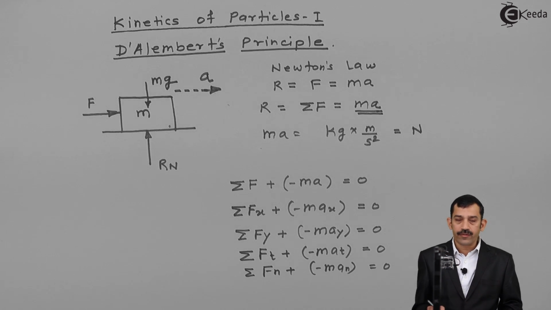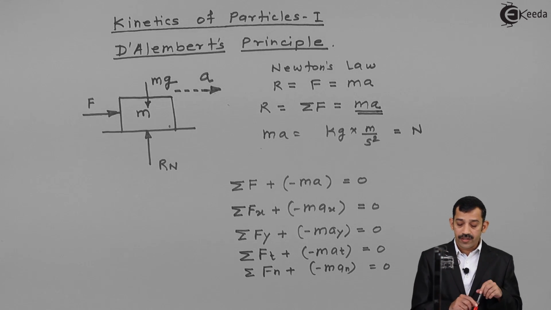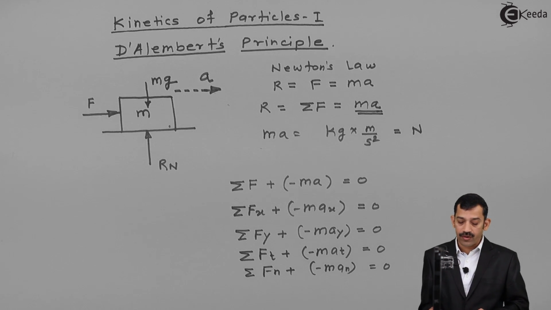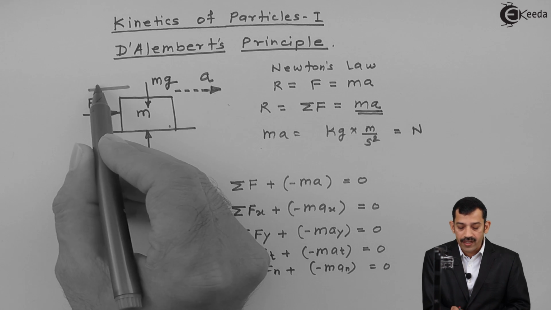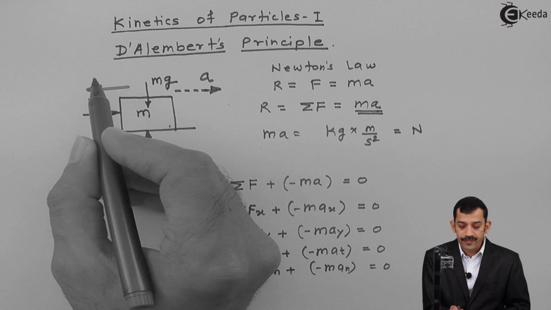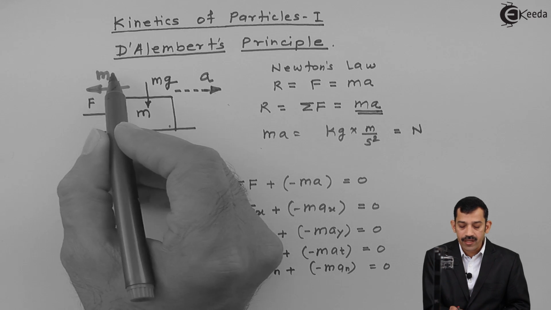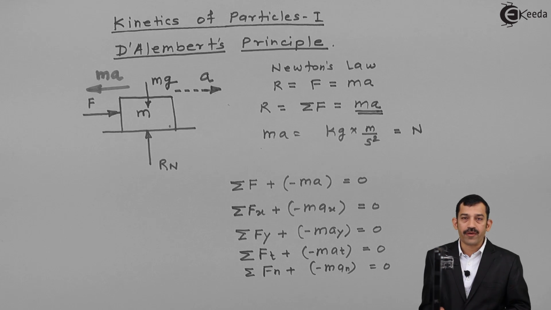Why are all negative? Because inertia force always acts in the opposite direction of acceleration. That means this ma force is one of the forces acting on a body, and it acts on a body when the body is subjected to acceleration. In a free body diagram, if I add it in the opposite direction of acceleration, this force becomes mass into acceleration, ma.